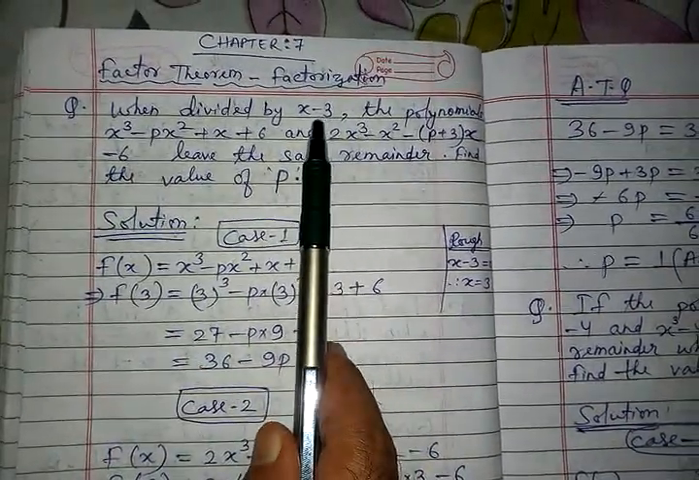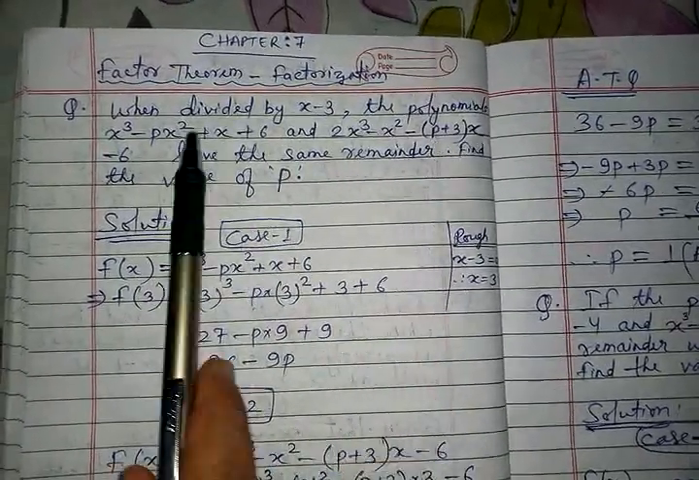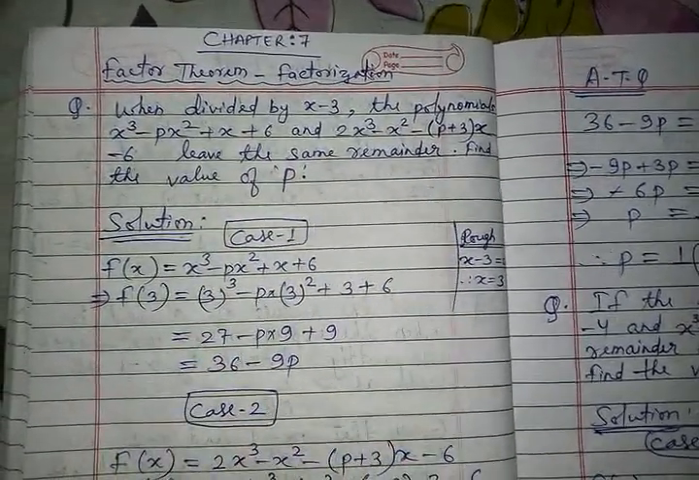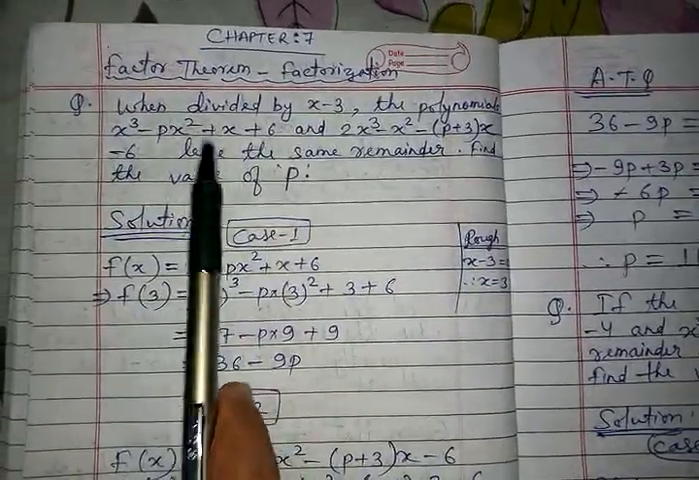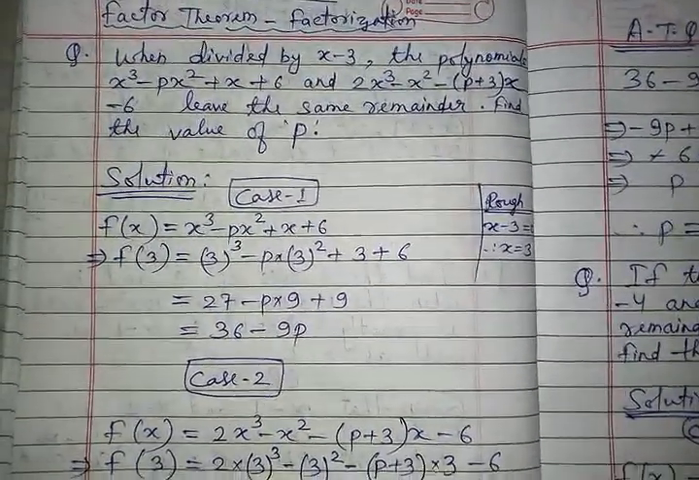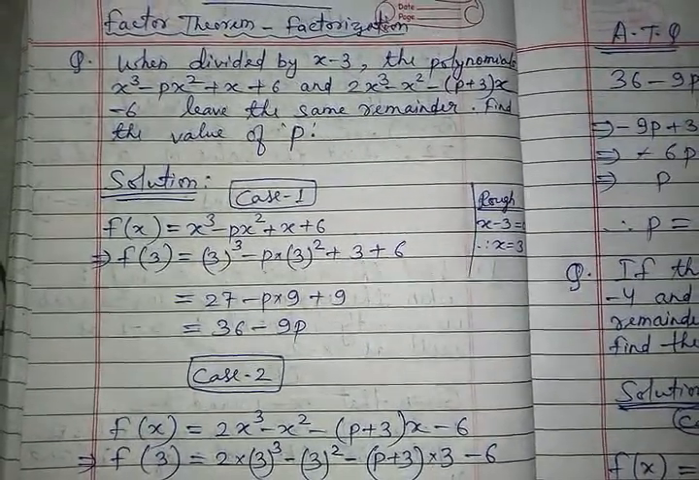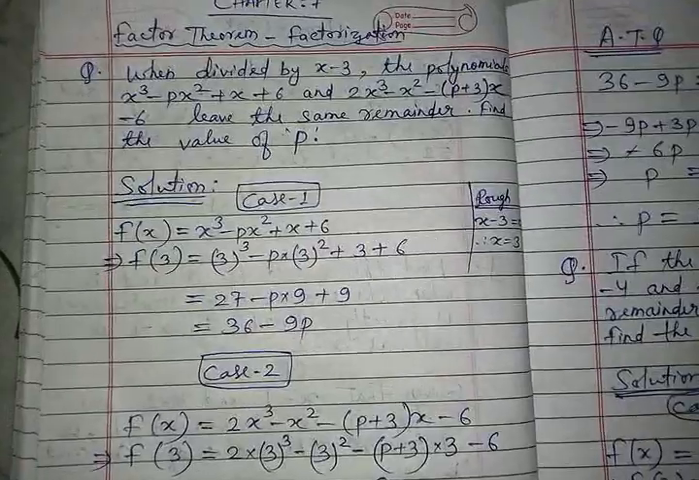The number which is dividing is x minus 3 and the polynomials are given here. There are two polynomials and we have to find the value of p, but the remainder will be the same, though the remainder is not given. So let us find the remainder first and then let us write that both the remainders are the same, so they are equal. Later on I will say more about it.